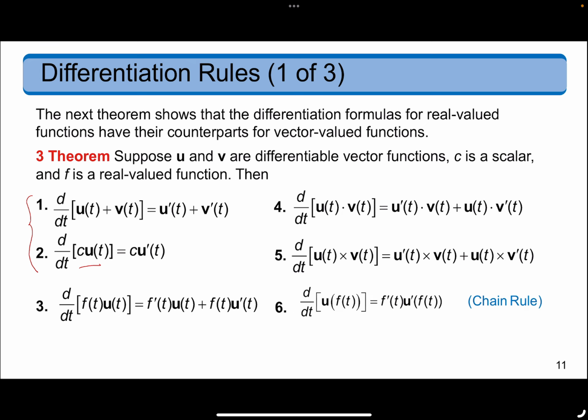If we have a product of a scalar function and a vector valued function, it also follows the product rule, like the derivative of uv, which is u dv plus v du. So f prime of t, u of t plus f of t, u prime of t.